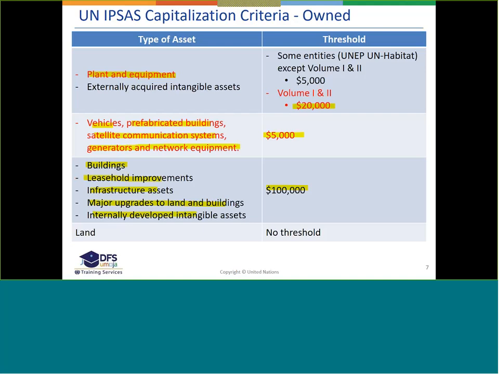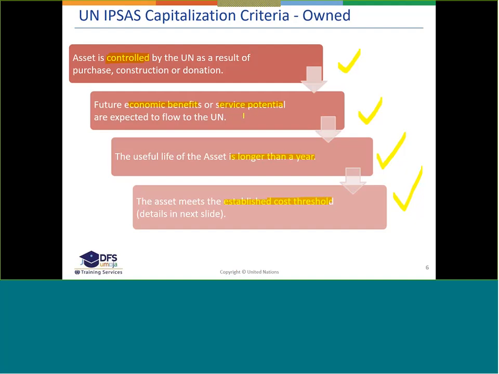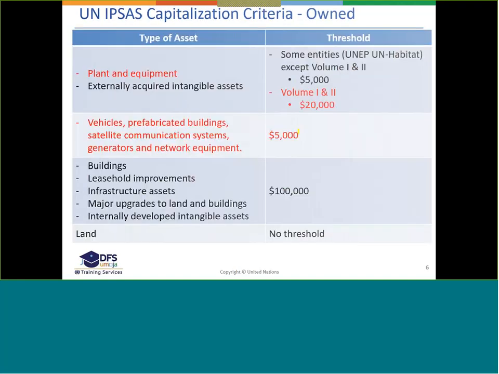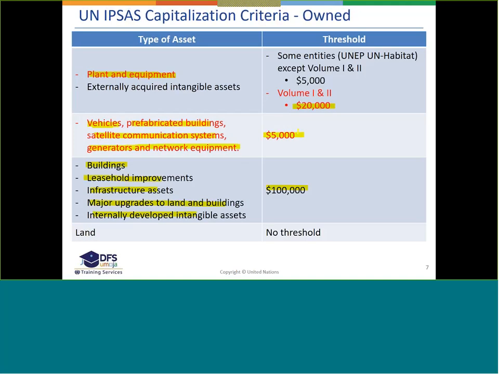All right, so let me just recap. We have 4 capitalization criteria. The asset has to be controlled by UN and provide service to the organization. Its useful life should be longer than 1 year, and then it has to meet the established cost threshold. What is the cost threshold? It depends. If UN is acquiring a vehicle, it should be more than 5,000.